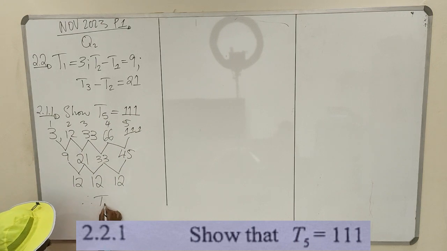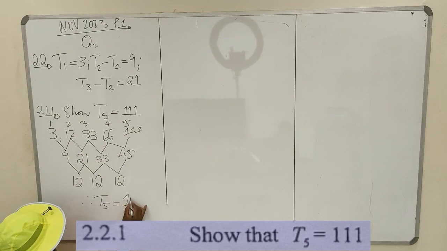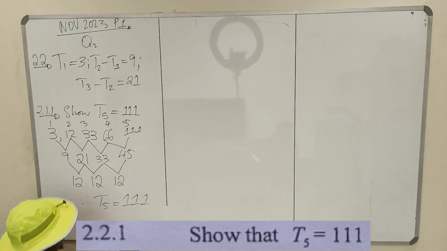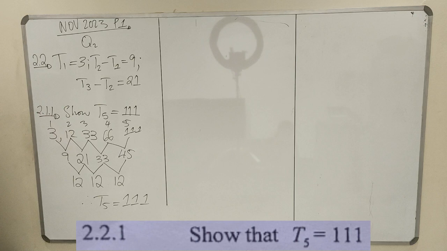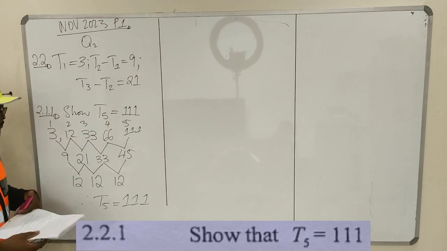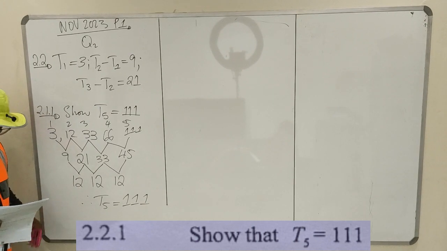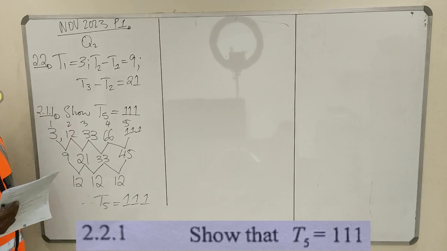Therefore, your T5 is equal to 111. So you've answered their question. So you use this information that you are given. Done. We move to what? To 2.2.2.